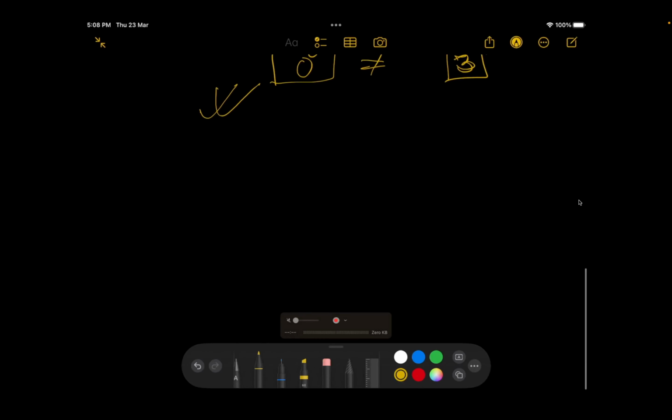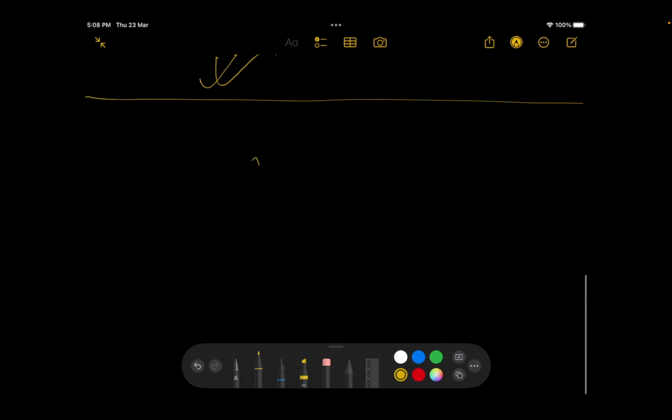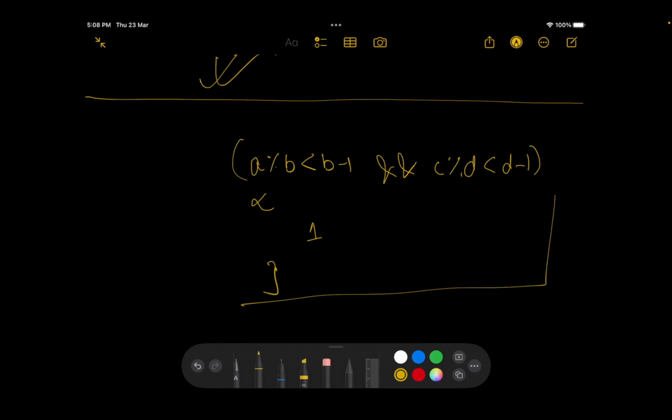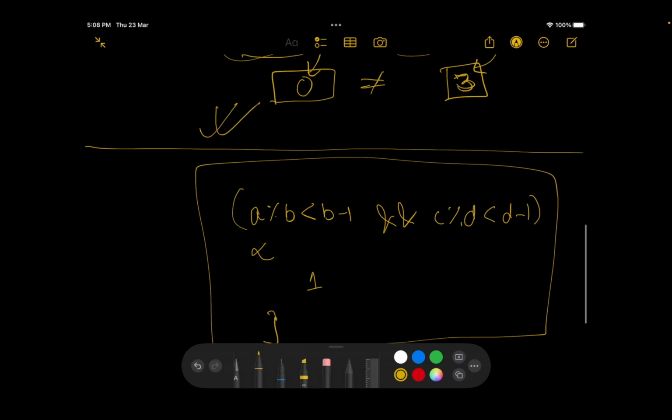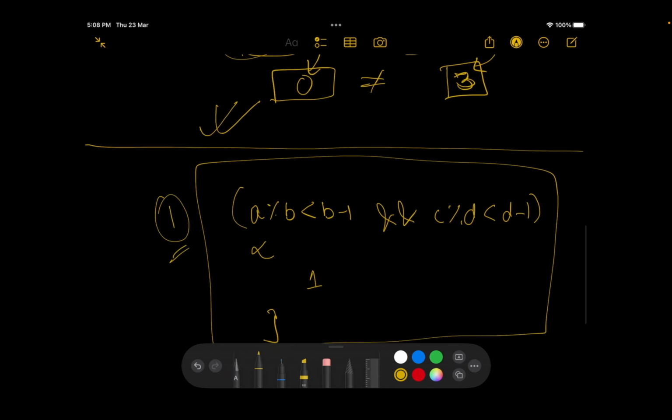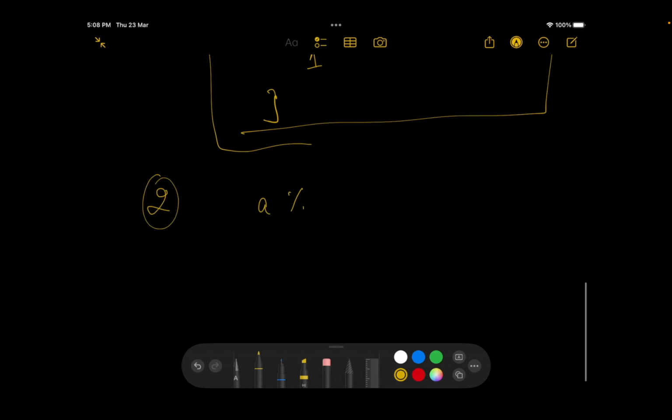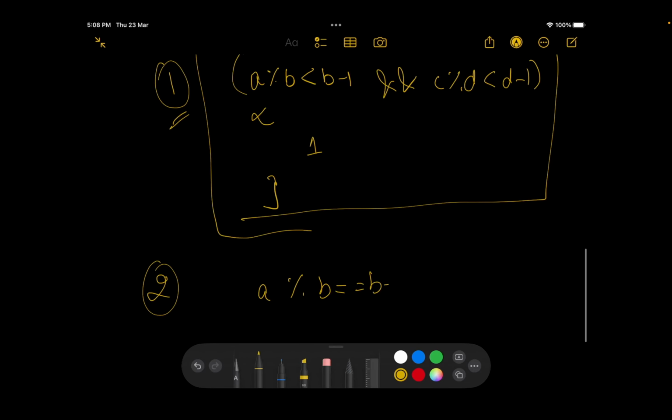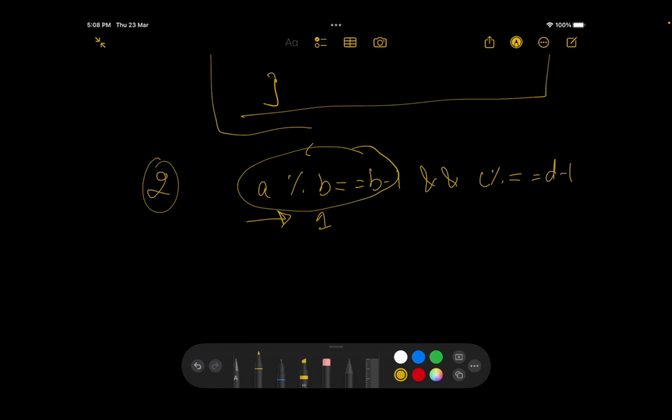So this is something I know. What I can say from this is that if my a mod b is less than b minus 1, and my c mod d is less than d minus 1, in that case the answer is always 1. And the other case is that if my a mod b is equal to b minus 1 and my c mod d is also equal to d minus 1, in that case also the answer is 1, because as soon as you add 1, this would become 0 and also this would become 0. So in these two cases the answer is always 1.